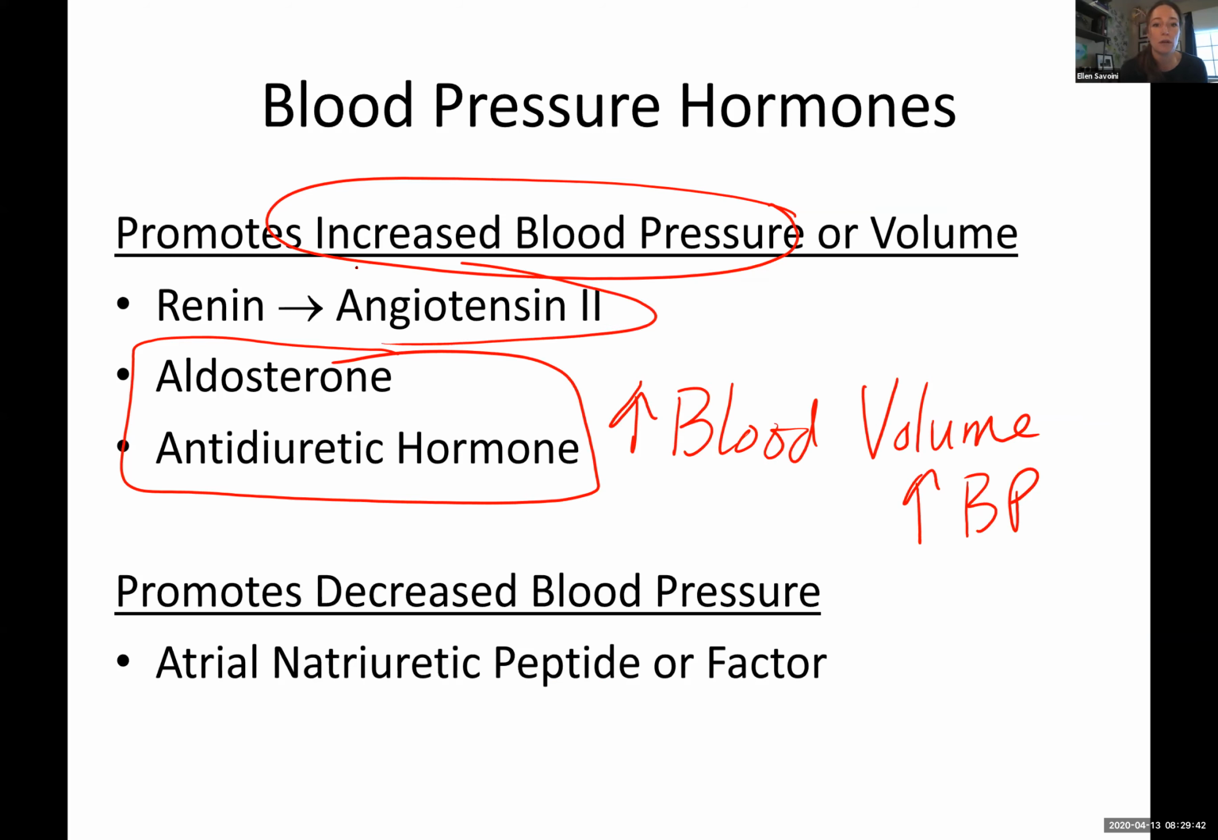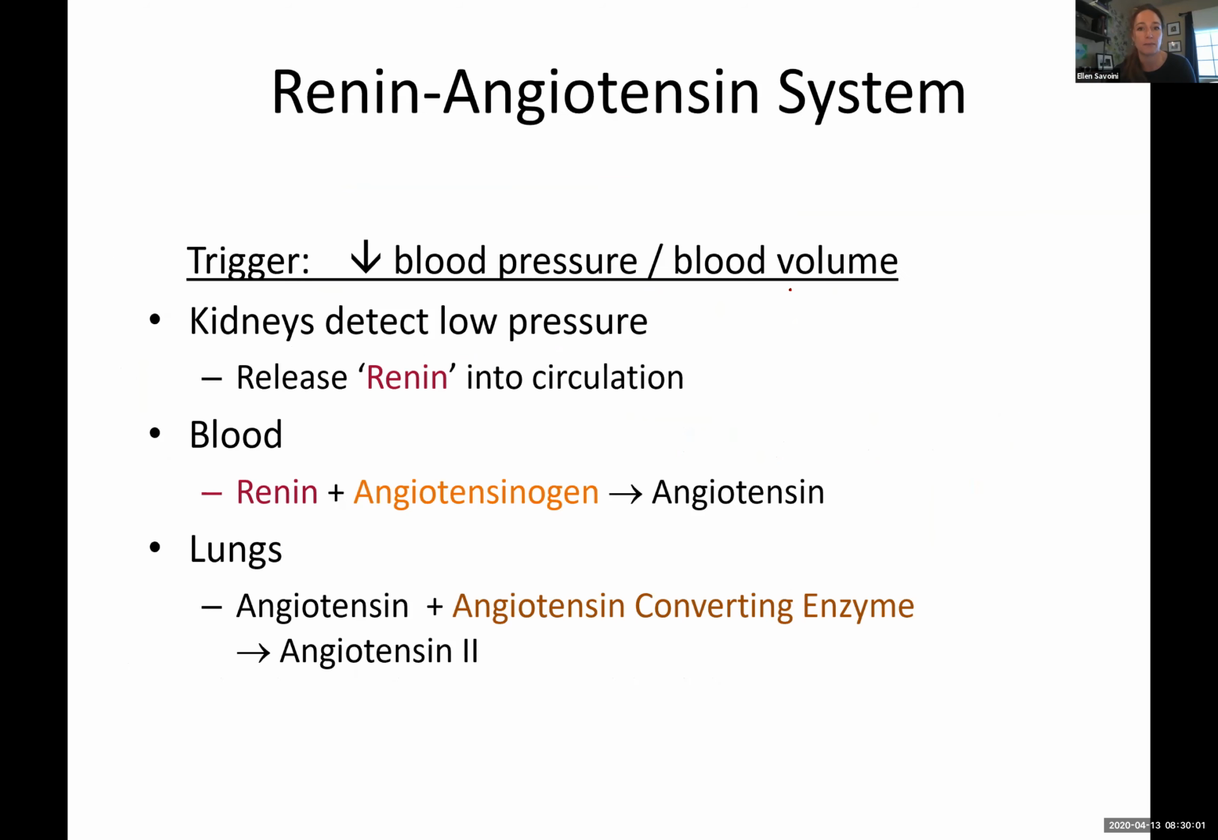Angiotensin II, because of its vasoconstriction nature, has a dramatic increase in just blood pressure. It's just making those vessels smaller. We now have smaller pipes, and so the pressure is higher. Versus atrial natriuretic peptide or factor is going to decrease it.